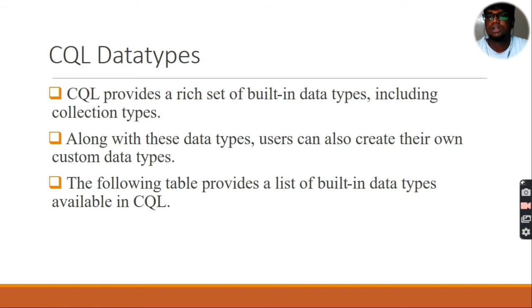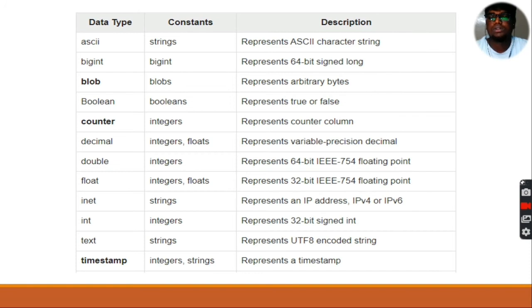So what are CQL data types? CQL provides a rich set of built-in data types, including collection types. Along with these data types, users can also create their own custom data types. The following table provides the list of built-in data types available in CQL. So first column is data types, and then content and description.